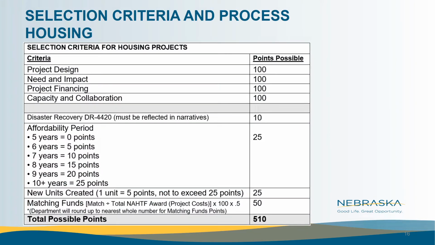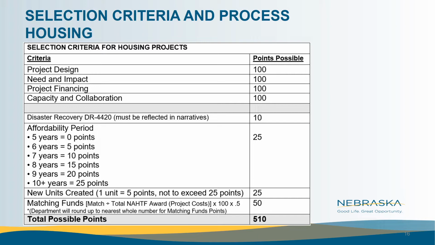Housing project applications meeting basic threshold requirements will be reviewed and scored by DED on a competitive basis according to the selection criteria matrix. The department will make best efforts to allocate not less than 30% of the allocation to congressional districts 1, 2, and 3. The main criteria these applications will be scored on are project design, need and impact, project financing, capacity, and collaboration.